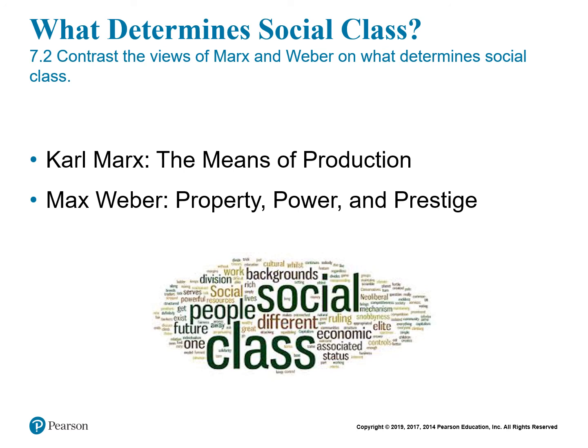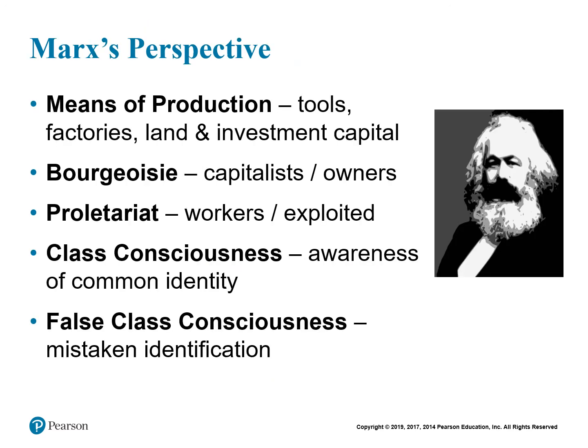So what determines social class? We're going to take a look at Karl Marx and the means of production, but we're also going to look at Max Weber, property, power, and prestige. Karl Marx is the main theorist that comes to mind when we discuss the meaning of social class. According to Karl Marx, social class is determined by one's relationship to the means of production.